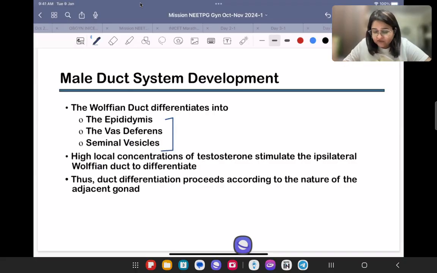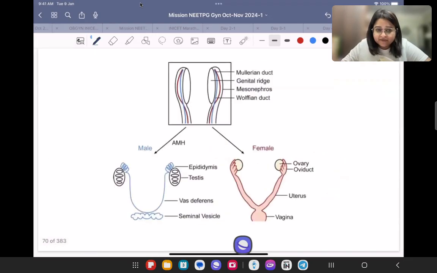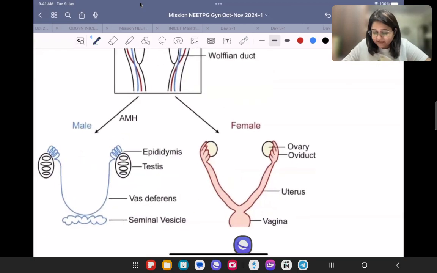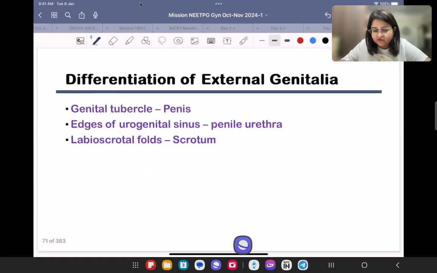High local concentration of testosterone stimulates the ipsilateral. So there are two testes. This testes will differentiate this Wolffian duct. That testes will differentiate that Wolffian duct. So it depends on the ipsilateral Wolffian duct. Okay? So thus duct differentiation proceeds according to the nature of the adjacent gonad. So same thing, what's happening here? In the male, you have this developing epididymis, vas, seminal vesicle. In the female, you have the uterus, the vagina, the uterus plus the cervix. Oviduct is the fallopian tube. Okay? So same thing again and again.